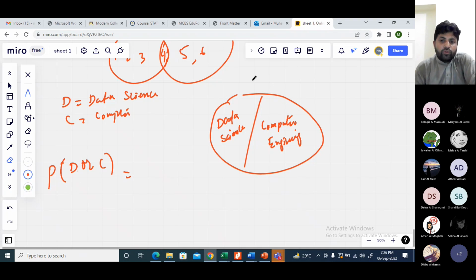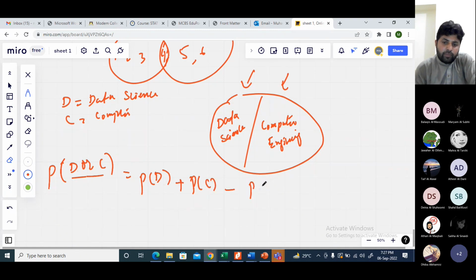It means that if there are two types of student in the class, I don't know to whom I'm going to select. So I have to write probability of D or C, because I don't know to whom I'm going to select. So probability of D or C is equal to probability of D plus probability of C minus probability of D intersection C. Now I'm trying to explain you.